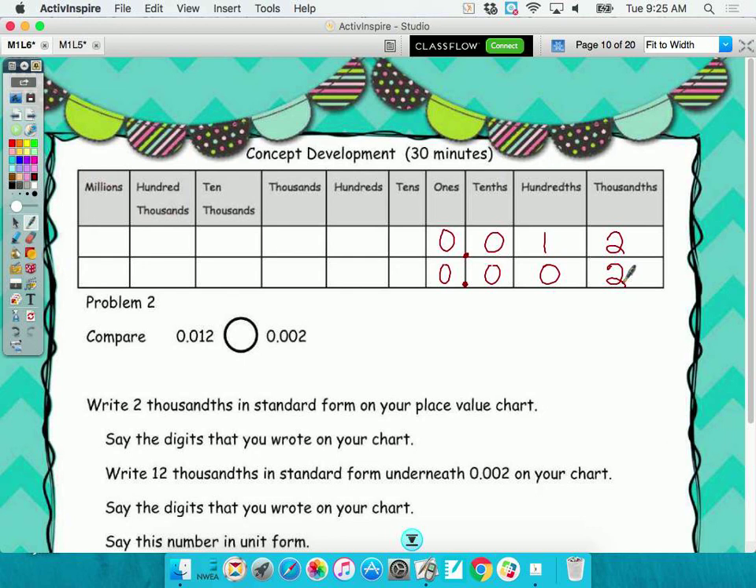Now this is still rather simple, isn't it? Because all I do is I go across and I look at my digits, and the first place value I find that they don't match up is the hundredths place. Which one of these numbers is larger? The 1. The 1. So 12 thousandths is greater.